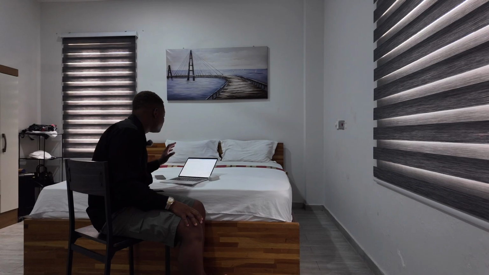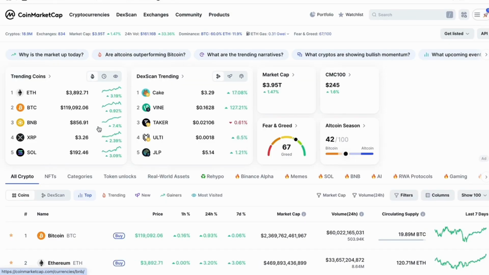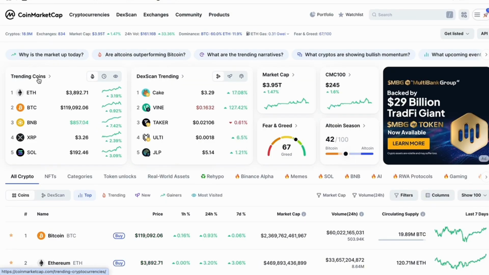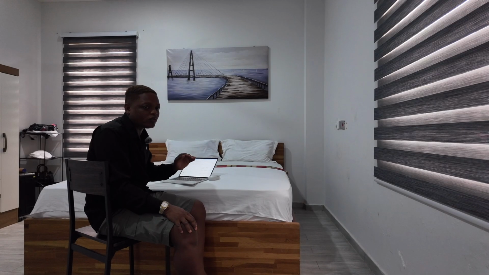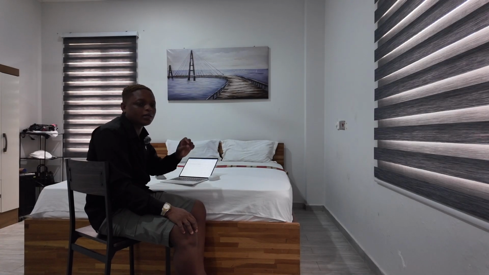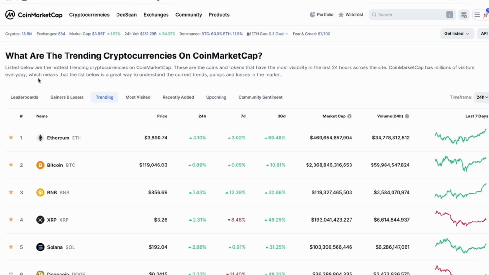Okay, this is currently the dashboard of CoinMarketCap. Now on CoinMarketCap, just click on the trending section. You want to stay away from coins that are ranked from 1 to 100 or 1 to 50, meaning you are not going to be trading Bitcoin, Ethereum, Solana. We want a token that we can trade and it will just give us profit.